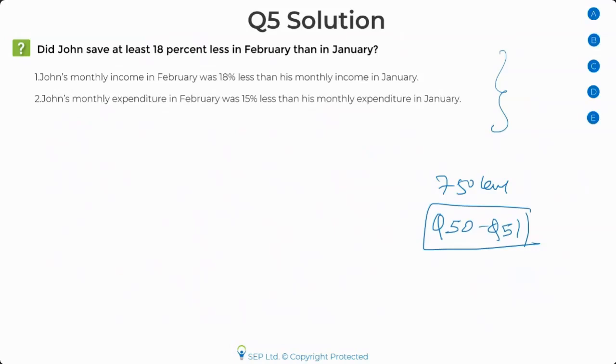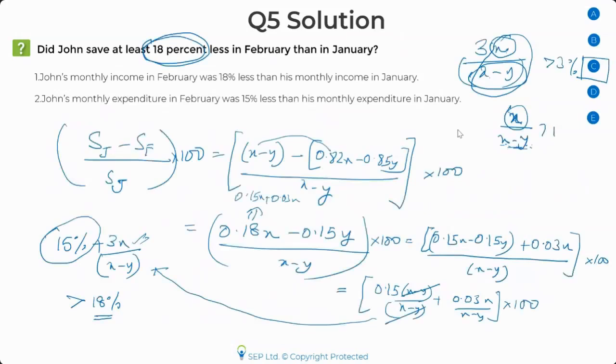Anirudh is asking, I don't understand why savings of January minus savings of February is taken. Anirudh, you can do that also. Here, what we're taking into account is that we are looking for the value of 18%. Things won't change if I flip it. Flipping only makes the sign different. So instead of saying 18%, I would have said minus 18%. What I'm doing is I'm consciously taking J minus F by J so that I get a positive value. And I know, since I'm writing J minus F, J is greater than F. I'm keeping that in mind. If you write F minus J, that is not a problem, Anirudh. I hope that answers your query.